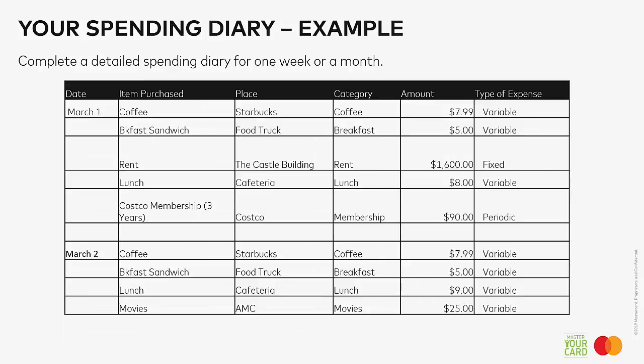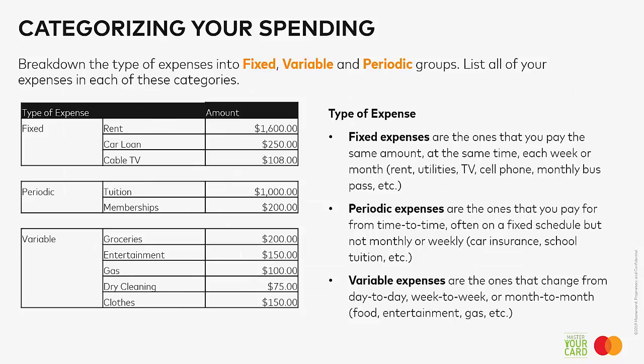This is a quick example of a spending diary. Notice how you have all the items purchased on a specific day, place, the category, amount, and the type of expense it is. After you've listed out your entire spending diary, now is the time to start categorizing your spending. Break things down into types of expenses, such as fixed, variable, and periodic. This will start revealing your current expenses.